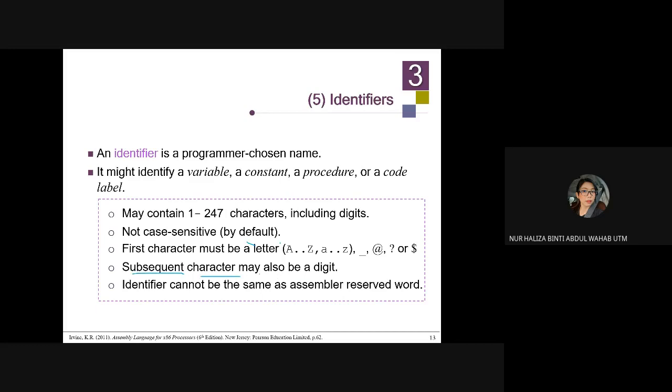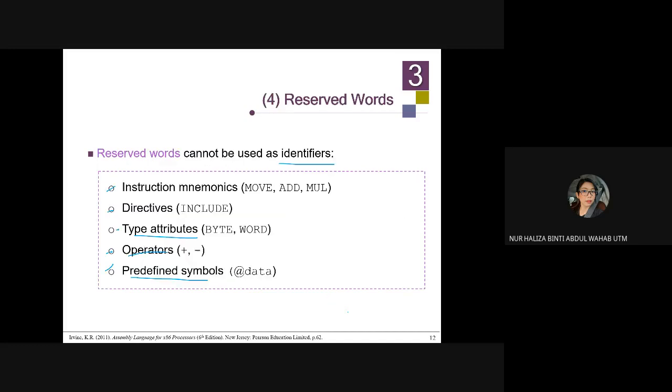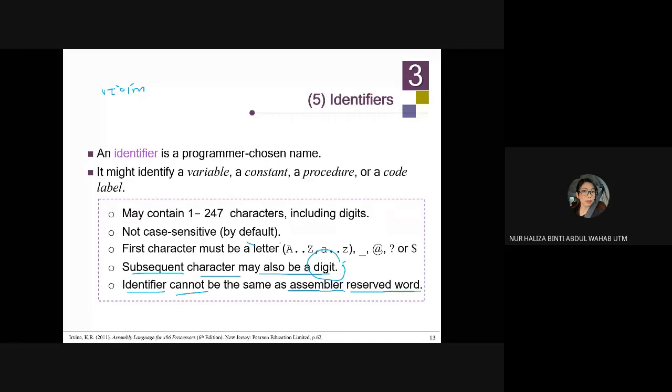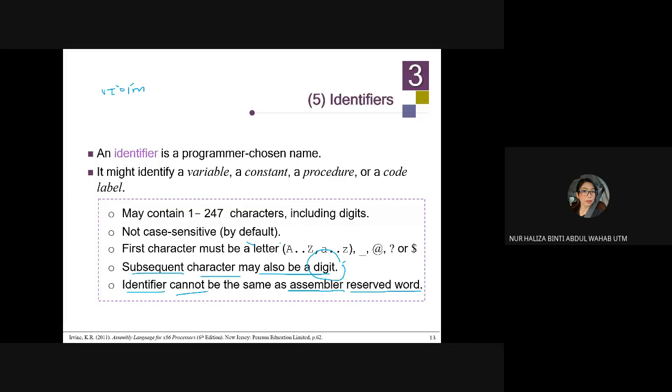Subsequent characters may also be a digit. You can have UT01M. So in the middle, you can also have a digit. An identifier cannot be the same as an assembler reserved word, which are these. Okay, that's it on the identifier. It's not very hard to remember as long as you frequently try to play around with the source code, then it's easy for you to remember.